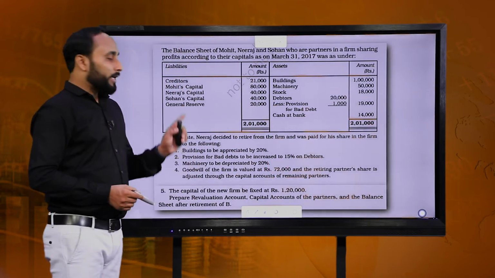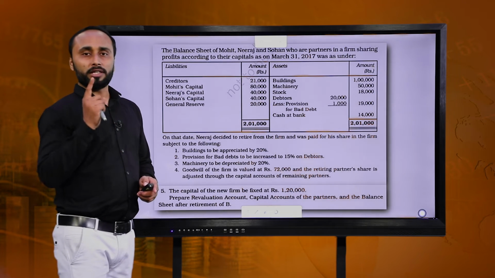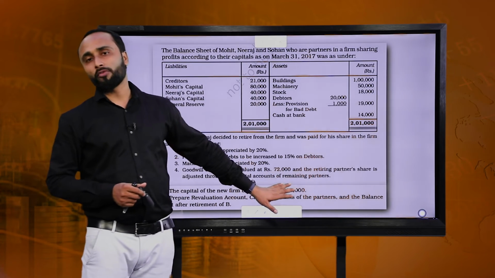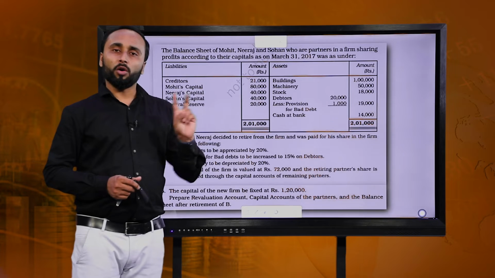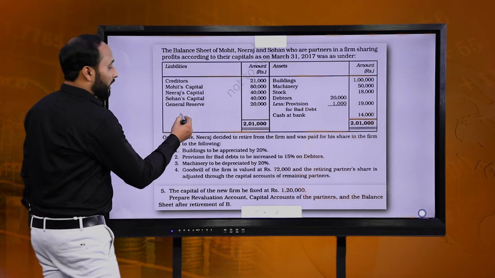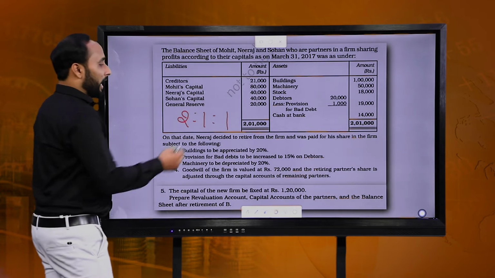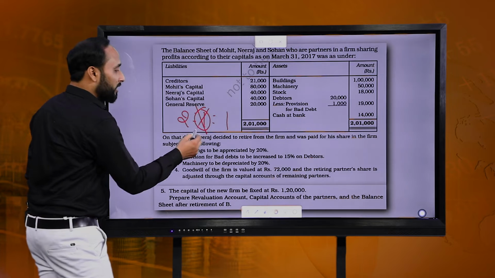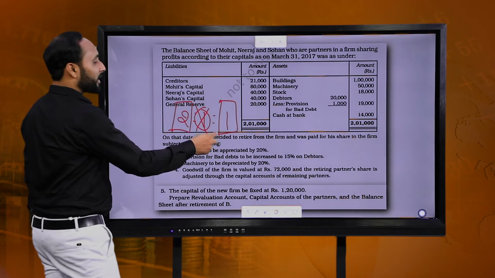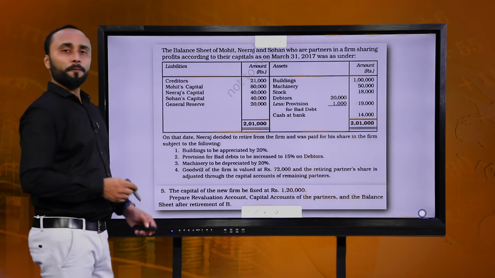This 18,000 will be given to Neeraj, but who will give it to Neeraj? Remember, it is the gaining partners. Since in this question there is no information about the new profit sharing ratio, we will assume the old ratio existing between the remaining partners as their gaining ratio. And remember again, since the old ratio was 2:1:1 and Neeraj has retired, now we have Mohit and Sohan remaining. So their ratio will become 2:1. This will also work as their gaining ratio.